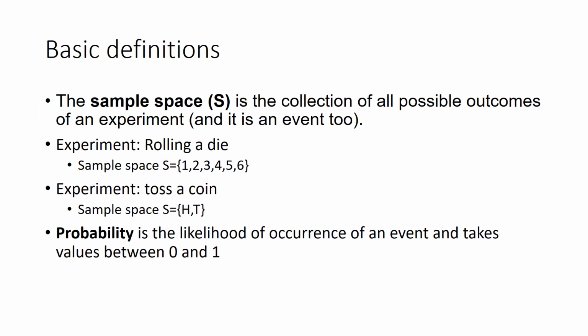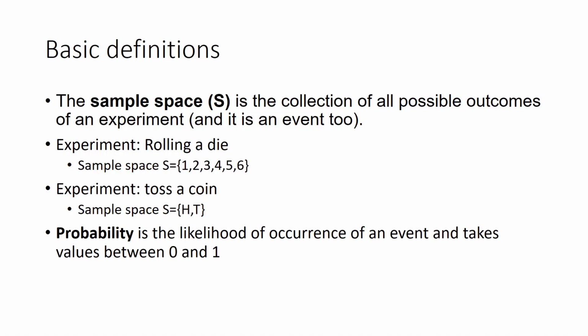Now let's talk about a few more things. We have what we call the sample space. The sample space is the collection of all possible outcomes that we can get out of an experiment. And obviously that's an event too, since it's a collection of outcomes.